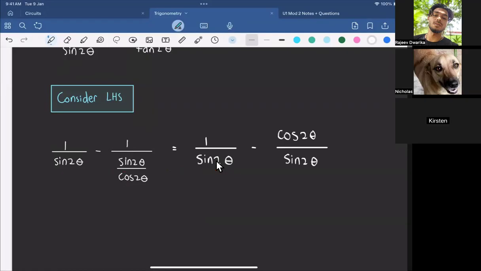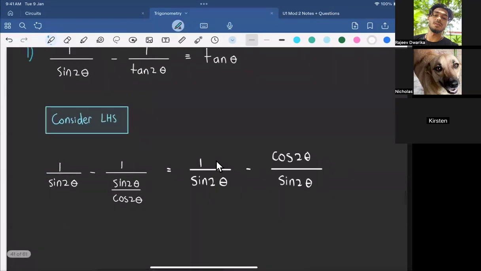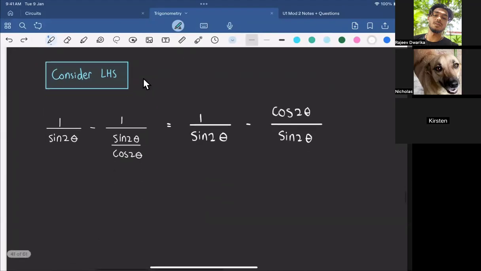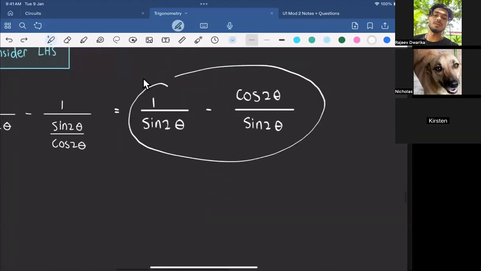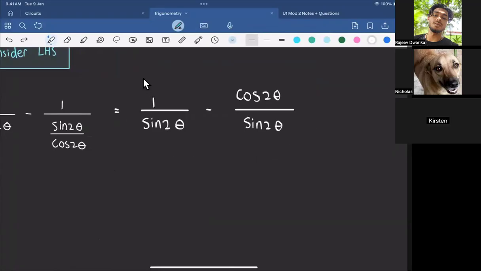Let me know if you're okay with what we're doing so far. So I said that tan 2 theta was sine 2 theta over cos 2 theta, right? And then over here, I flipped it. All right. Now, Kirsten, do these two fractions have the same denominator? 1 over sine 2 theta minus cos 2 theta over sine 2 theta.